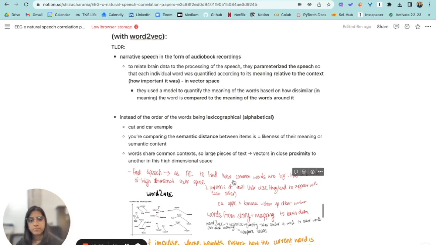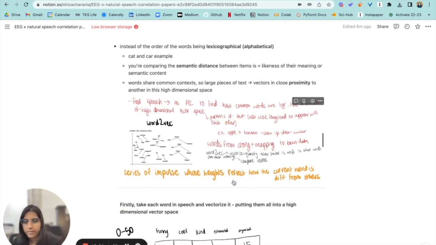in this space. So from there, again at a very high level, you have these words from the story and you're mapping them to brain data. So after you have word2vec, you're basically finding, again, the similarities of one word to another in the sentence. So how important is one specific word to the rest of the sentence? And once you have all this, you will be able to generate EEG data. The height of that EEG data will reflect how the current word is different from the others in a series of impulses. So that's essentially how it works at a very high level, but I'll be going a bit deeper into how the vectorization works for word2vec.